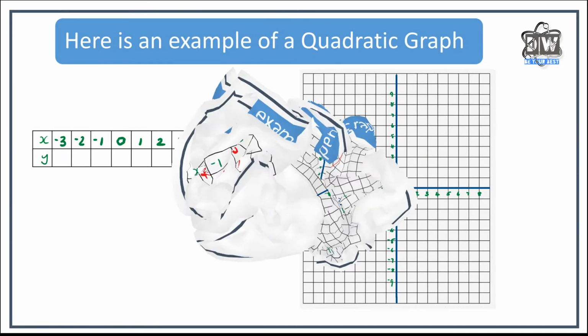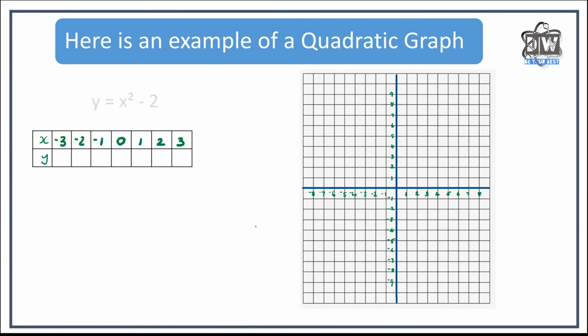Okay, let's do the next question. I'll do the first couple for you and then it's up to you. So let's take away the x and put in the x value. So on this one we're looking for 0. We're going to put that in.